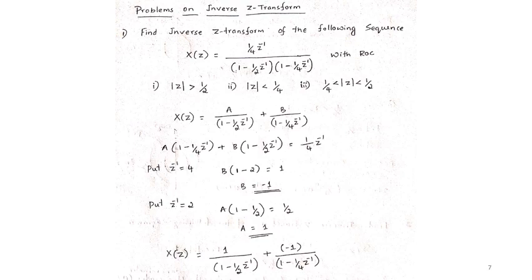find the inverse Z transform of the following sequence. That is X of z is equal to 1 by 4 z inverse divided by 1 minus 1 by 2 z inverse into 1 minus 1 by 4 z inverse. With ROC, the three cases are given: mod z is greater than 1 by 2. Second one is mod z is less than 1 by 4. And the third condition is mod z is greater than 1 by 4 and less than 1 by 2.